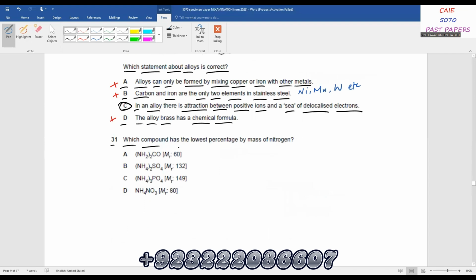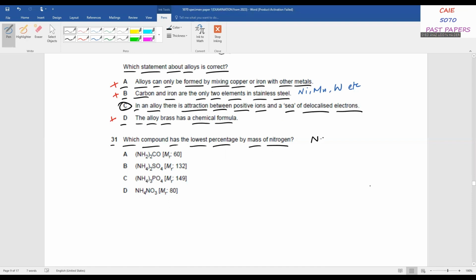31. Which compound has the lowest percentage by mass of nitrogen? You need to do calculation here. MR of each compound is given. You know the AR of nitrogen. Look at the periodic table. It is 14. For A, there are 2 nitrogen atoms. So 2 multiplied by 14 is 28. So you'll multiply 28 by 100 and divide it by 60. What will you get? 46.666.